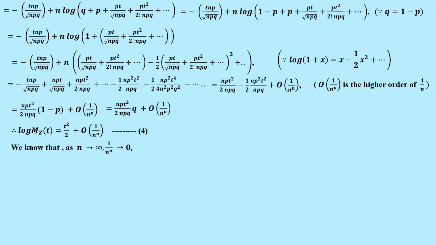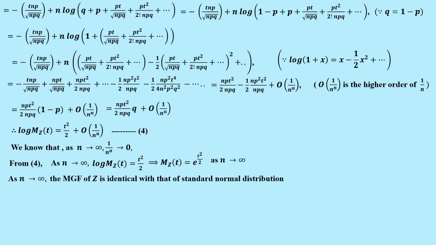We know that as n tends to infinity, 1 by n power n tends to 0, right? From 4, as n tends to infinity, log M z of t is equal to t square by 2. M z of t is equal to, so we are taking reverse side, right? e power t square by 2. When you are taking log, log a is equal to b means a is equal to e power b, right? So same idea. So e power t square by 2 as n tends to infinity.